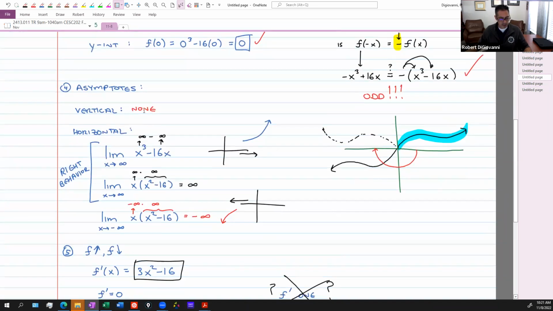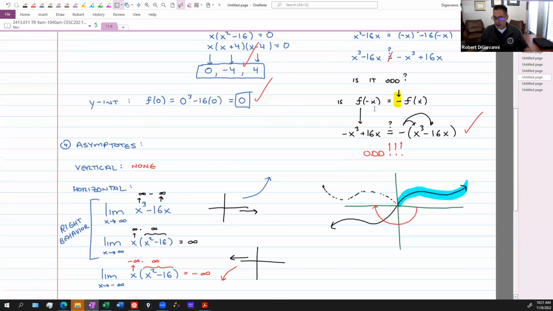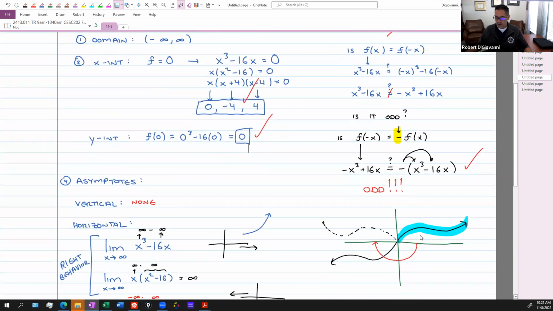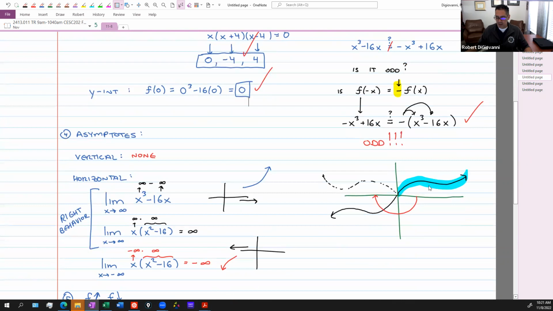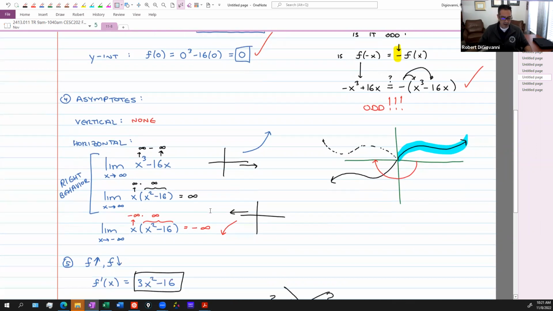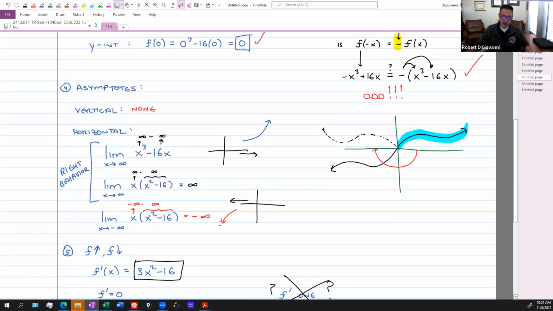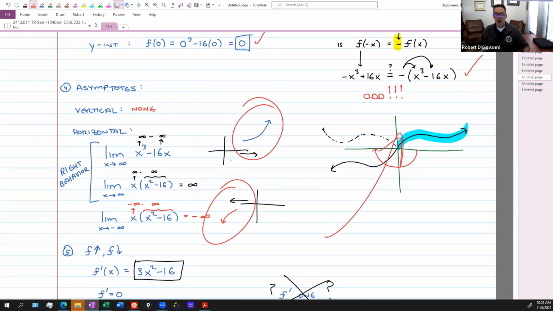Asymptotes. No vertical ones. Oh, wait, I forgot the even odd. I'm odd, so I've got to remember when I draw this, the right side and the left side are reflections over the origin. I know that the right side goes up, left side goes down. Couldn't I have figured this out by knowing that it was odd? If the right side goes up, then the left side has to go down because it's a reflection over the origin. I could have, but I didn't.